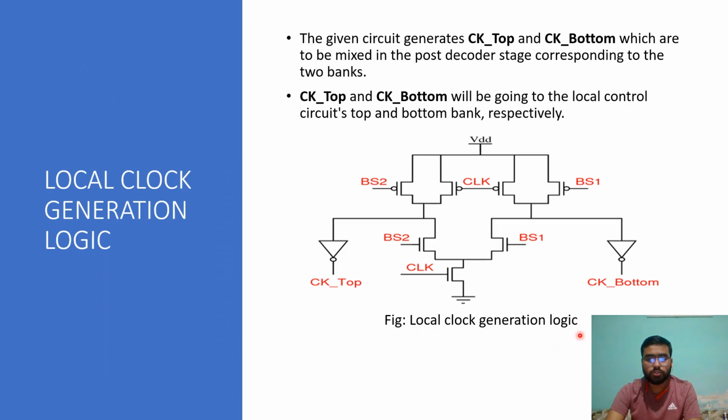This is the local clock generation logic inside the local control. The given circuit generates clock top and clock bottom, which are to be mixed in the post-decoder stage corresponding to the two banks. Clock top and clock bottom will go to the local control circuit's top and bottom bank respectively. We have the same local control circuit shared among the two banks, so by using the combination of the two bank select signals BS1 and BS2 and the internal clock, we generate the clock top and clock bottom. BS1 and BS2 are the bank select signals generated by the 3:8 decoder present in the global control block, corresponding to the topmost bank and the second top bank.